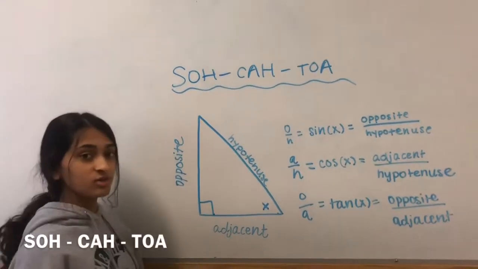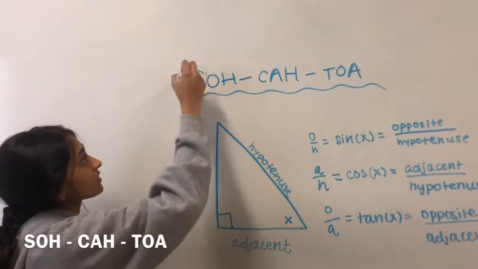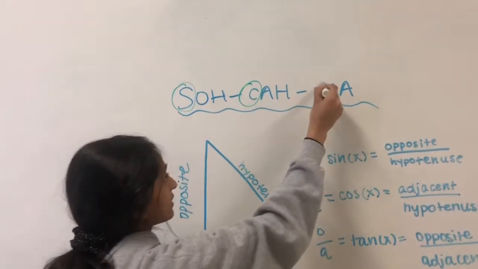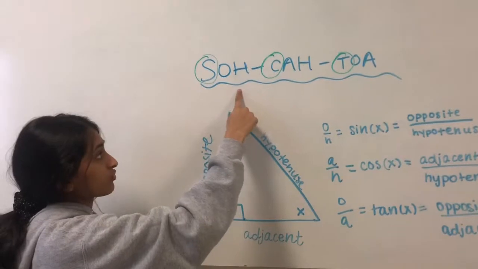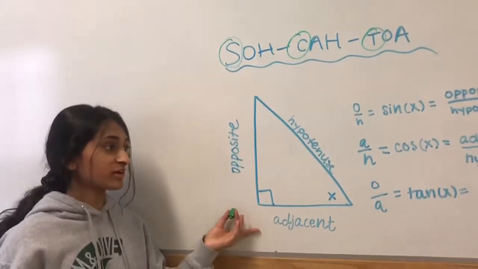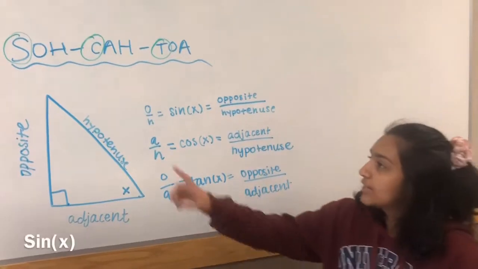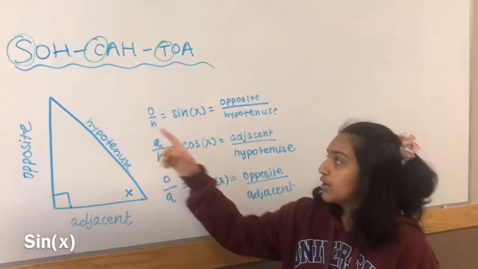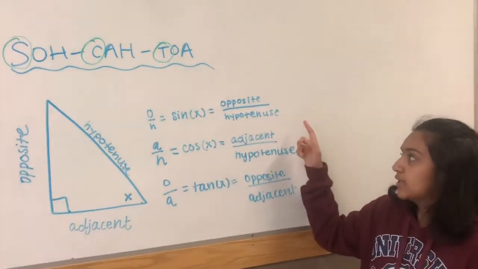Now we're going to be talking about SOHCAHTOA. This basically represents sine, cosine, and tangent, and then these represent the formulas for that. So this is our triangle we're going to be using for an example. Sine is the first part of SOHCAHTOA, and it's represented as opposite over hypotenuse.